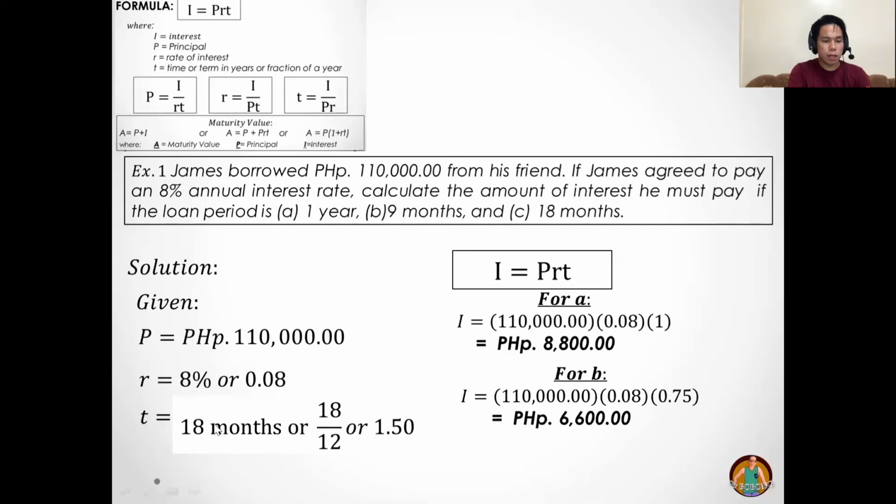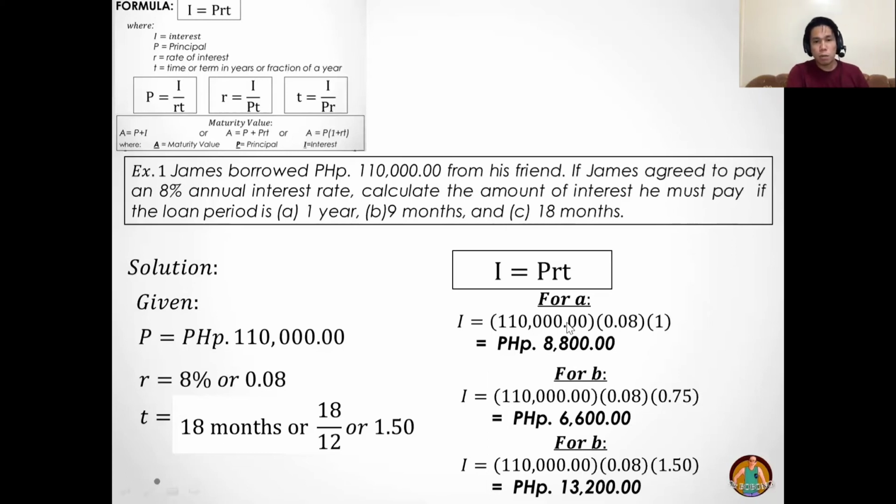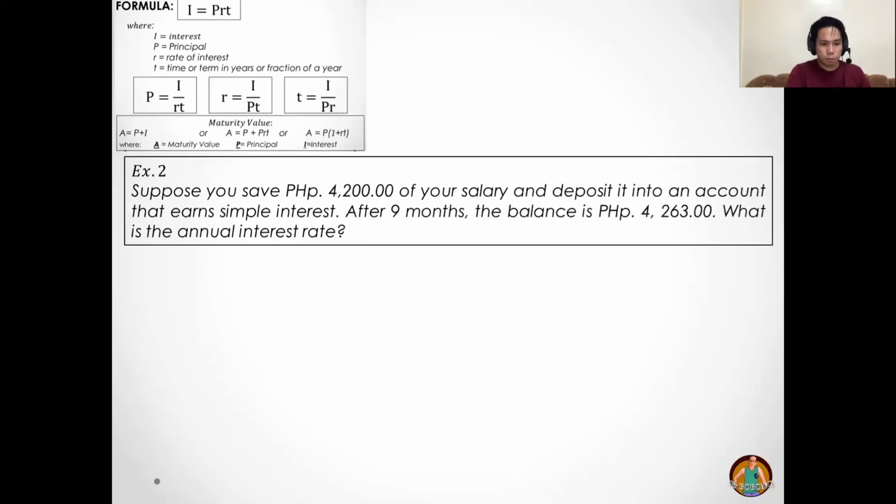So given, same pa rin, T lang yung nagbago. That is 18 months. Or 18 divided by 12 is 1.5 or 1.50. So substitute sa formula natin. So for C, 110,000 times 0.08 times 1.50 will give us 13,200. So kung napapansin nyo, pag mas matagal, mas lumalaki yung simple interest. So pag early mo pa siya nabayaran or early mo pa nabalik yung pera, mas maliit yung babayaran mo or dagdag na interest. Okay?